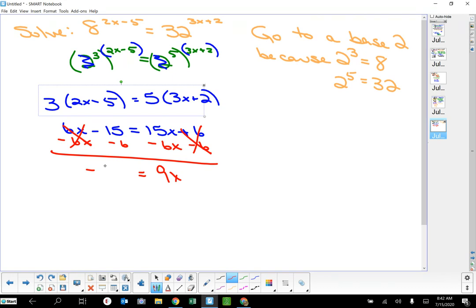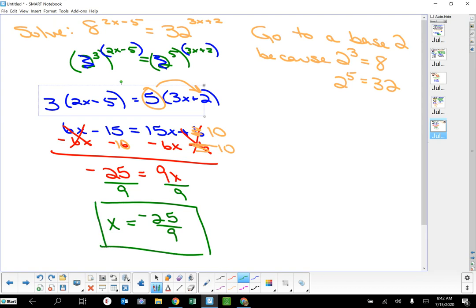Did I do something goofy? I did something goofy either in my notes or here. Oh, yeah, I did. Look at what I did. Did you see it? Did you guys catch it? 5 times 2 is not 6, right? This is 10. Subtract off 10, subtract off 10. So that gives me a negative 25, not whatever I was about to get. And then divide by 9, divide by 9. So you get x equals negative 25 over 9. And just leave that in that form.